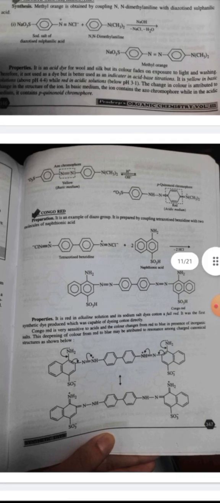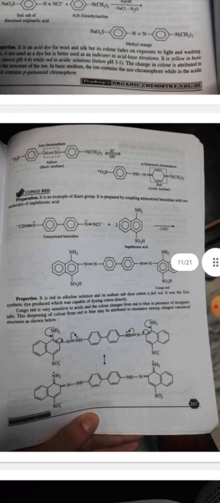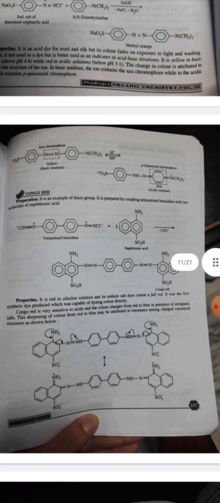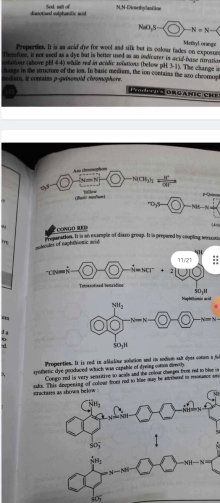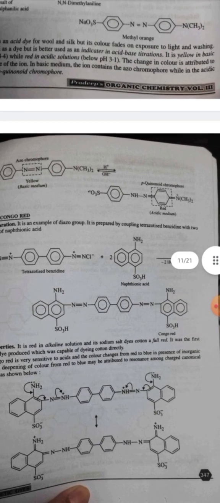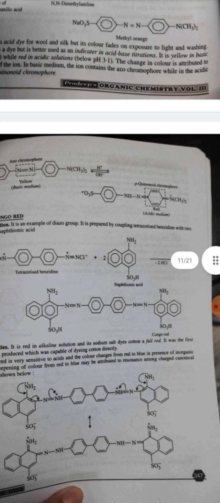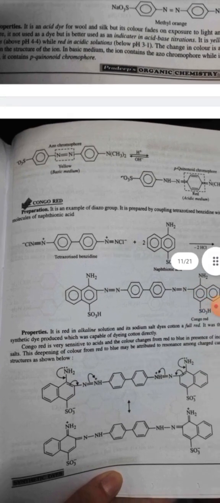Properties. It is an acidic dye for wool, silk, but its color fades on exposure to light and washing. Therefore, it is not used as a dye, but it is better used as an indicator in acid-base titration. It is yellow in basic medium, with changes in the structure of ions. In the basic medium, the ion contains an azochrome, while in an acidic medium it contains a paraquinoid chrome.